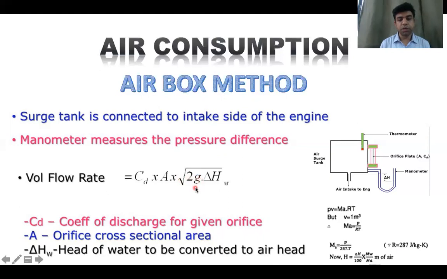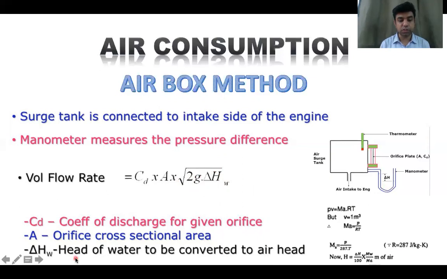Under root 2 into acceleration due to gravity, that is 9.81, is fixed. We are multiplying that with delta H. This we actually need to understand. This delta H is common for water; if it is for water then we can directly get it from this manometer, but the delta H value of air we need to find out. How to find the delta H of air?